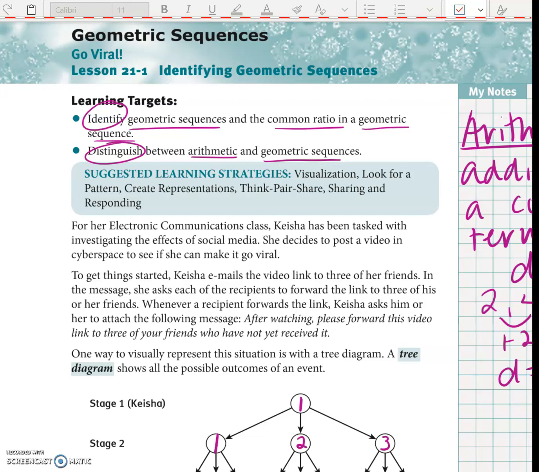And then each one of those 3 friends is also going to send it to another 3 friends. And then in turn, each of those is going to send it to 3 of their friends who have not seen it before. So you can see how easily the numbers jump up into the number of people who have seen it, and we're only on stage 4.